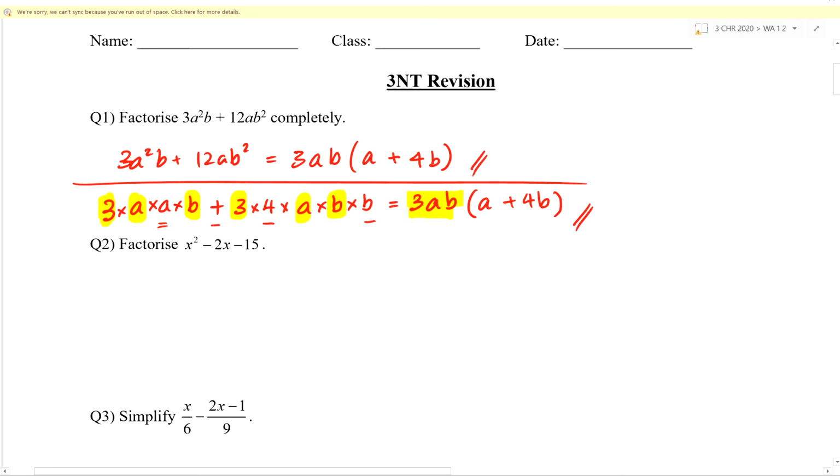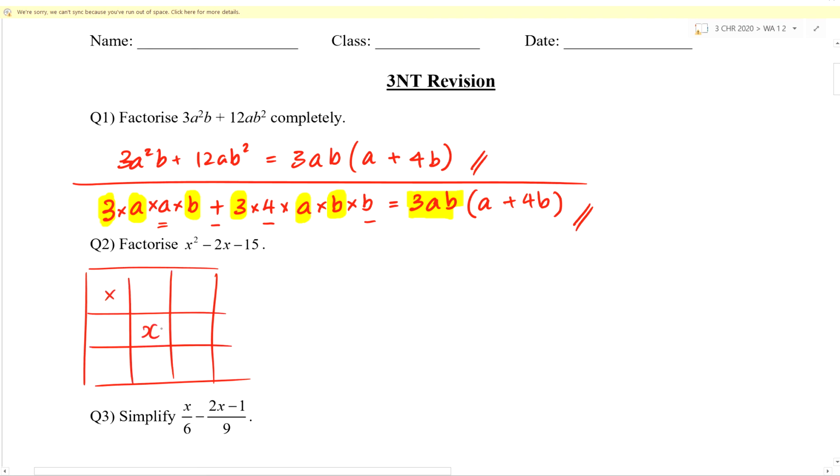Now next, question 2, to factorize. Draw your 9 squares. The multiplication x squared and negative 15. So only x and x will give us x squared. So we need to fill in the two blanks over here. Some of the factors of negative 15 will be, for example, negative 5 and 3. So let's try this out.